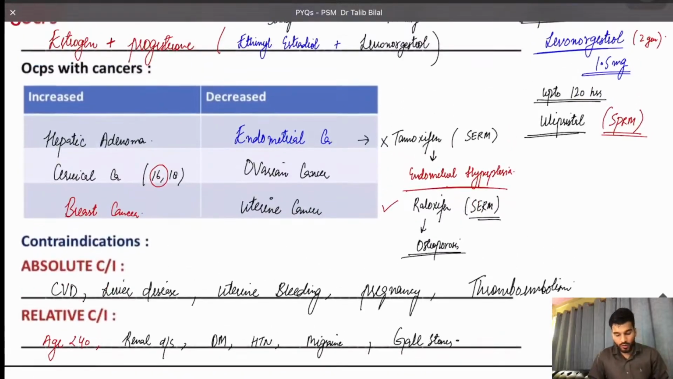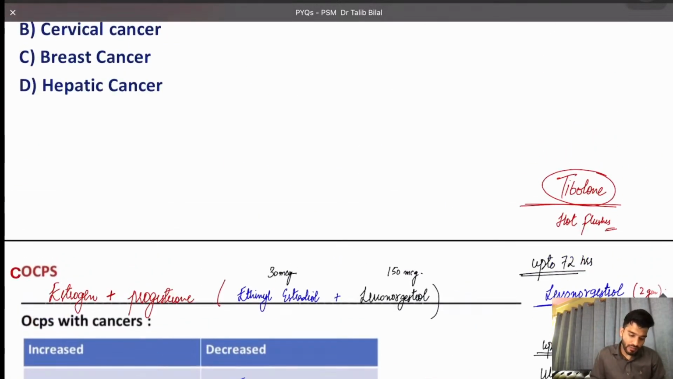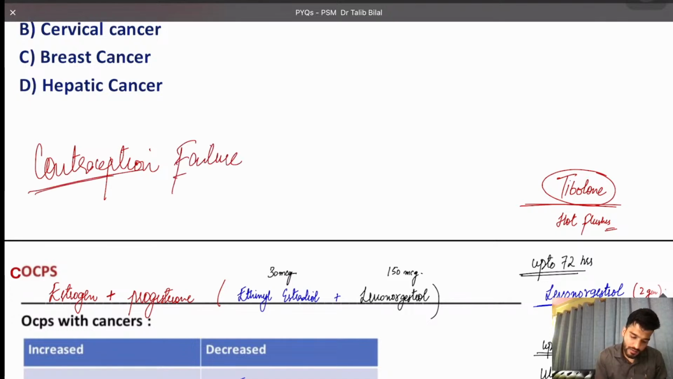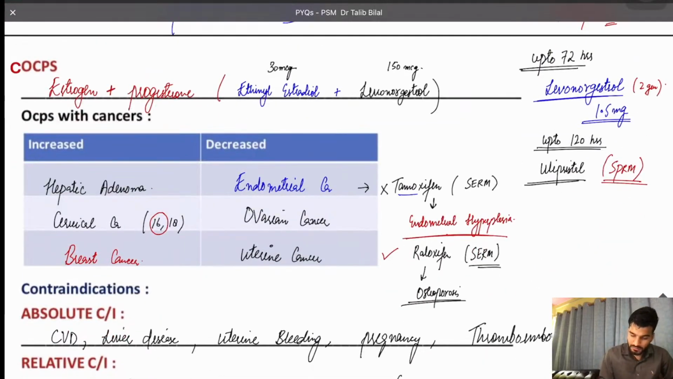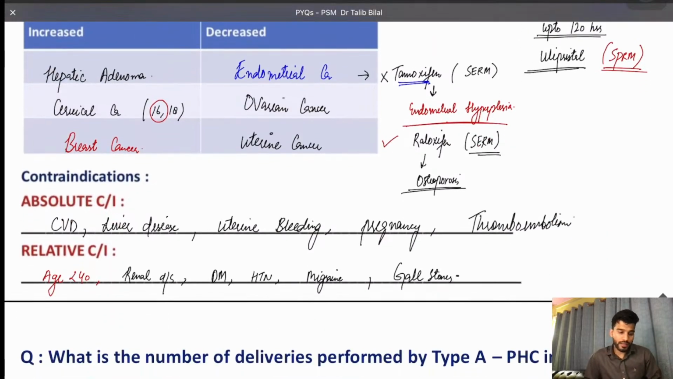Okay, is this clear to everyone, guys? OCPs are clear to everyone? Yes. And for contraception failure, we have a classical index called the Pearl index. Let's move to the next question. So that was all the PYQs related to that. OCPs, remember, I will also discuss intrauterine contraceptive devices in the next question, guys. IUCDs are very important as well.